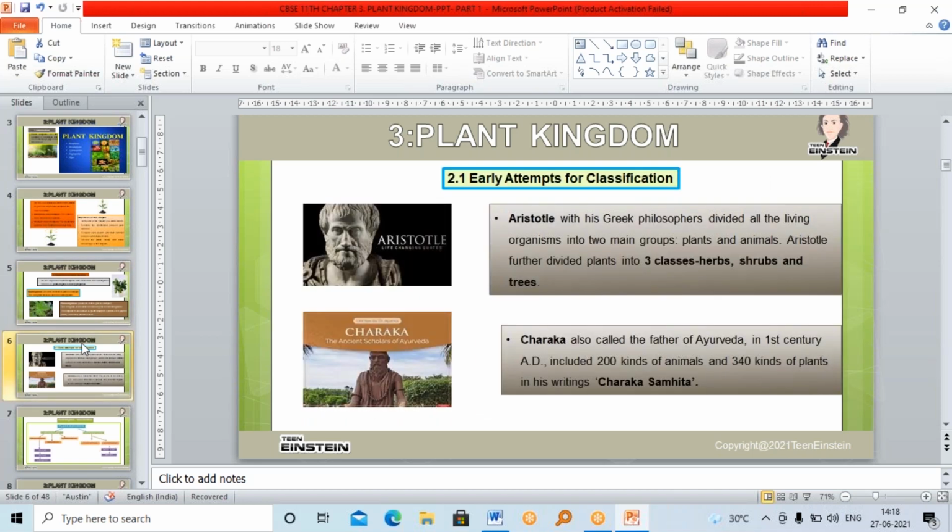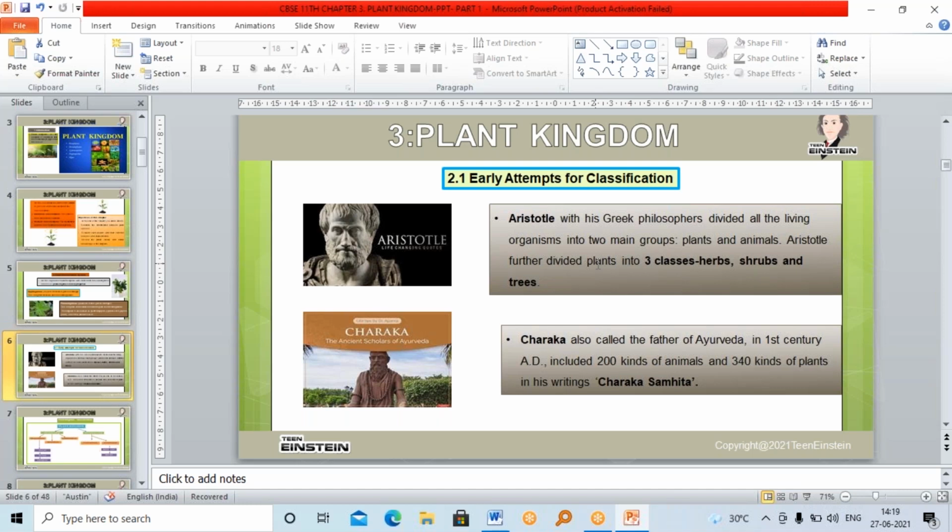Then we'll see about the early attempts for classification. Aristotle divided the organisms into two main groups. Aristotle's classification we have learned in the previous chapter. The Greek philosopher Aristotle tried to classify the living organisms and he made them into two groups. Which are the two groups? Plants and animals.